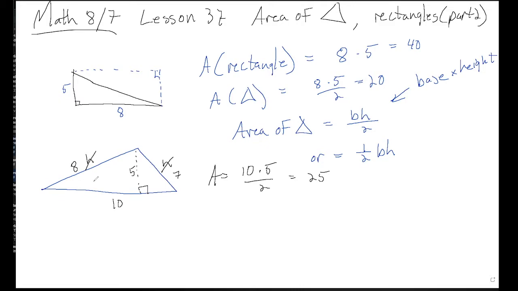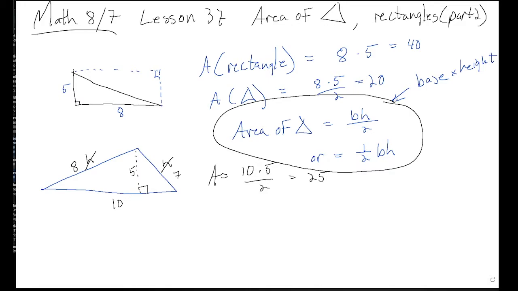So the biggest thing that you guys need to remember is area of a triangle equals base times height divided by 2, or 1/2 base times height. Okay? Do you think you can remember that? The most common mistake, I see this all the time, is people forgetting to divide by 2. So don't forget to divide by 2 or multiply by 1/2.